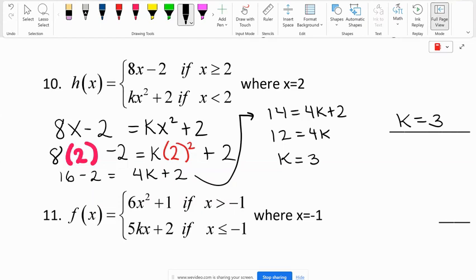All right, you guys try number 11. So I want to know again what value for k will make these continuous under the restricted domain of x is greater than -1 for the first one and x is less than or equal to -1 for the second one. What if you have two different domains? I won't give you two different domains.